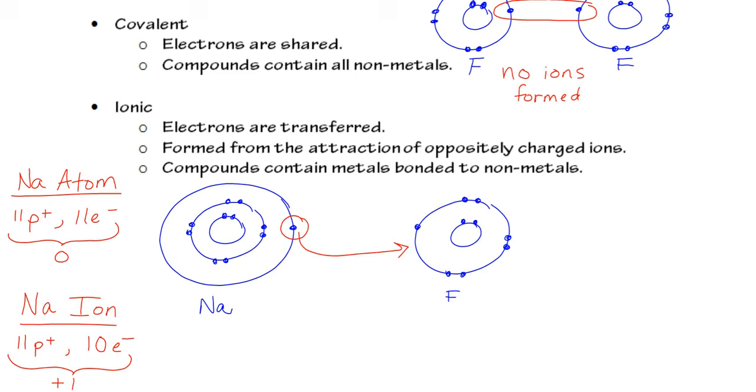We will never change the nucleus when we form a chemical bond. So that 11 protons, that's set for life. It's the electron count that changes. So we'll balance the count of protons to electrons. That's how we get our overall charge.